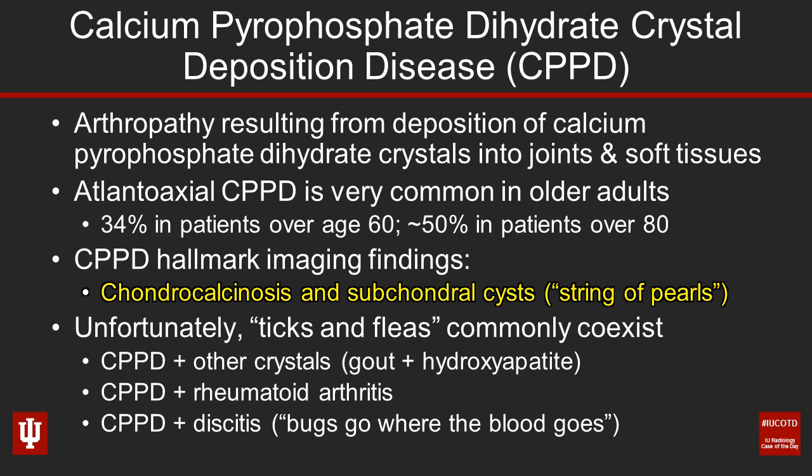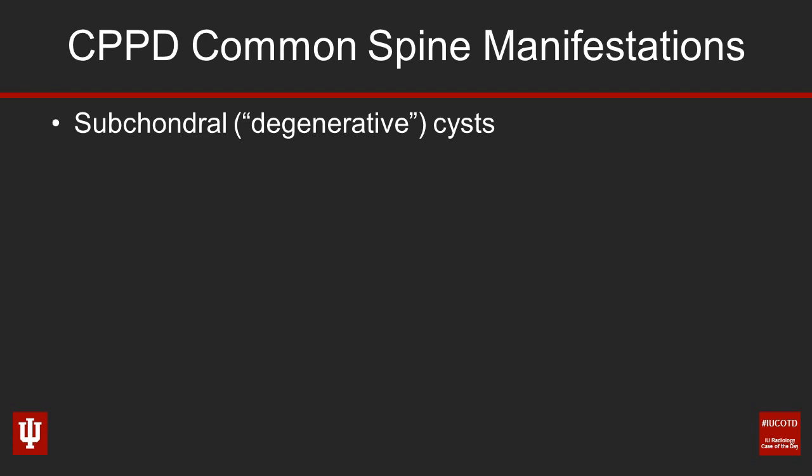If you have a chronically inflamed area in the body, it's hyperemic, it has more blood being delivered to it. If patients are transiently septic, the bugs can go where the blood goes. So what are some of the common CPPD spine manifestations?